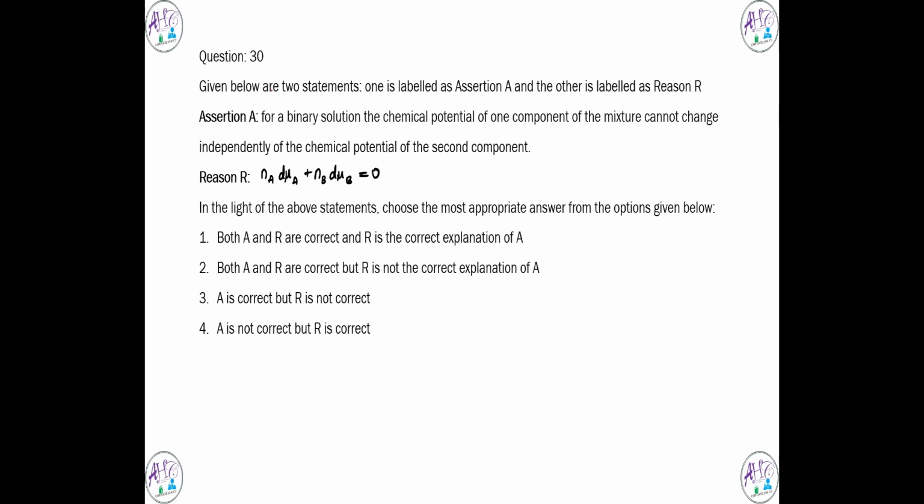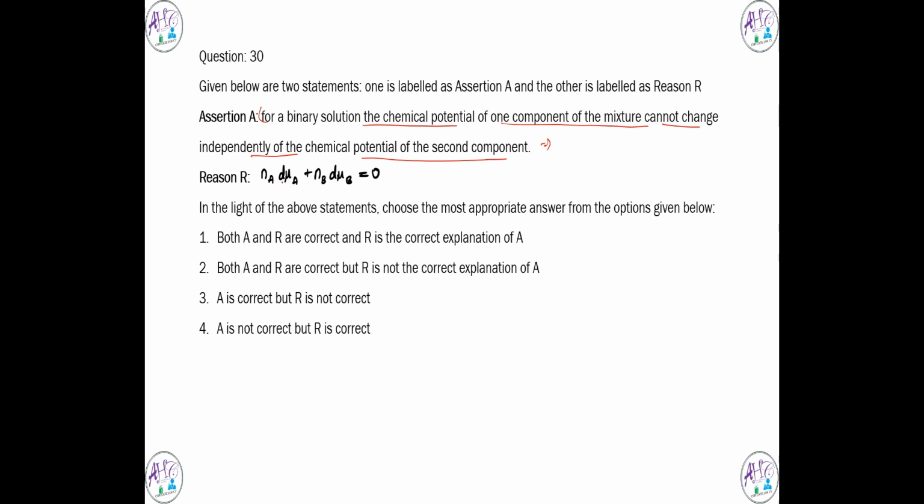Given below are two statements. One is labeled as assertion and the other is labeled as reason. The assertion states that for a binary solution, the chemical potential of one component of the mixture cannot change independently of the chemical potential of the second component. So what is this? This is your Gibbs-Duhem equation.